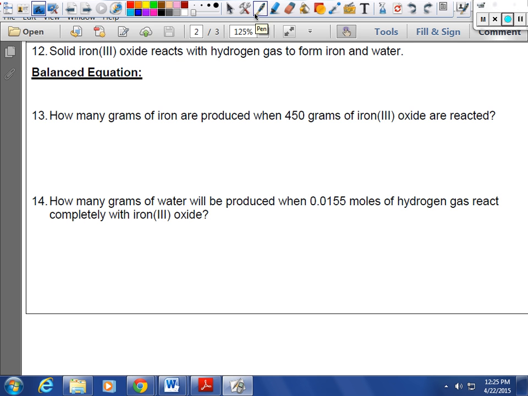So it says solid iron. I was going to say solid iron, and it came out as siren. Solid iron 3 oxide. So I know I've got Fe 3 plus and O 2 minus. So I've got Fe2O3 reacts with hydrogen gas. So that's H2 to form iron and water. So Fe plus H2O.